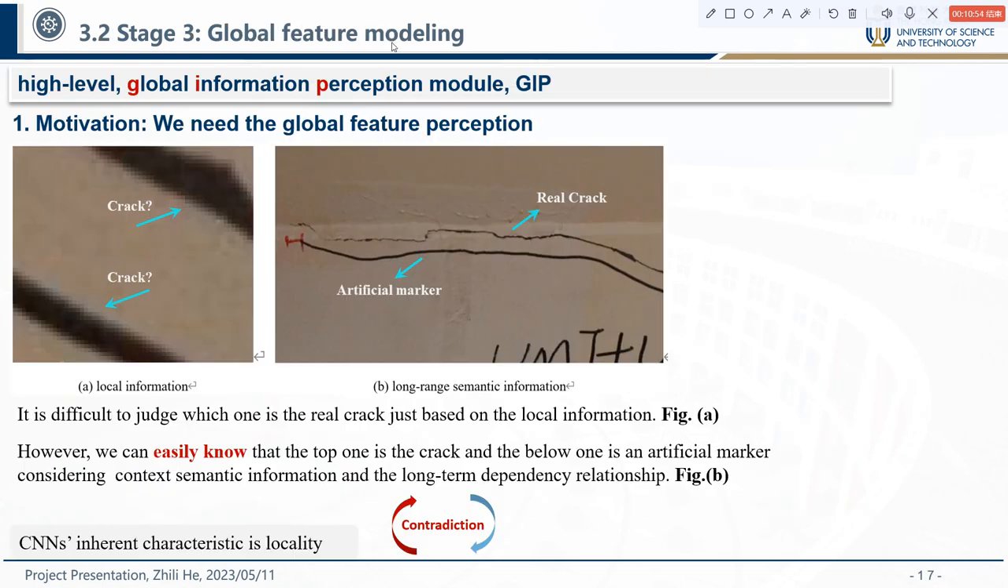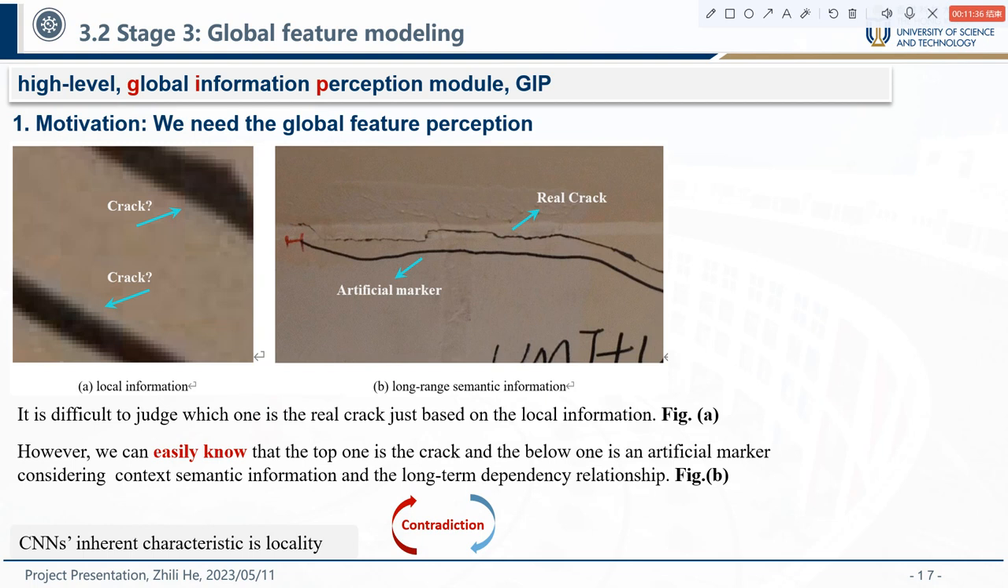And then it's the global feature modeling. It's stage 3, and the core module is the global information perception module, shortly GIP. Let's see the motivation. We need global feature perception. Why? These two images can prove this motivation. As shown in figure A, it is difficult to judge which one is the real crack just based on this image, because there is only local information in figure A. However, in figure B, we can easily know that the top one is the correct one and the lower one is the artificial marker, because in figure B, we have context semantic information and we have the long-term dependency relationship.